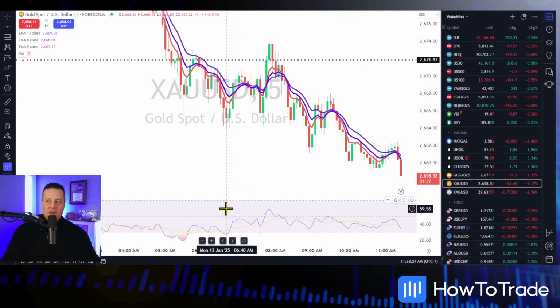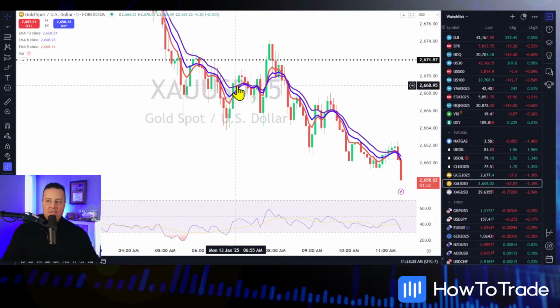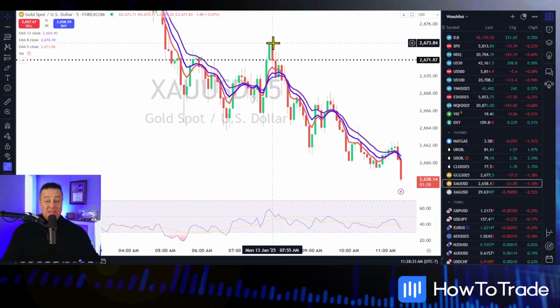You entered oversold territory again right here. So you were looking for a bid. There would have been your bid. 5 crosses over the 8. Price is established above the 13. There would have been your bid. You got a pretty nice move.